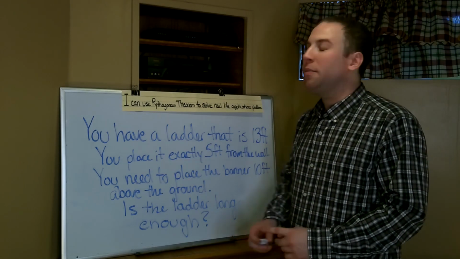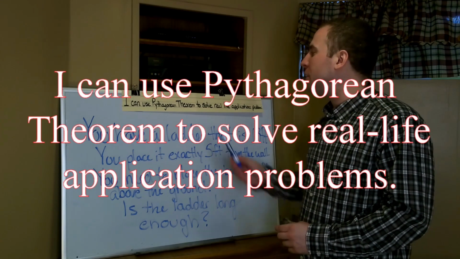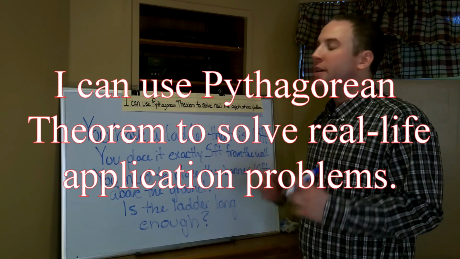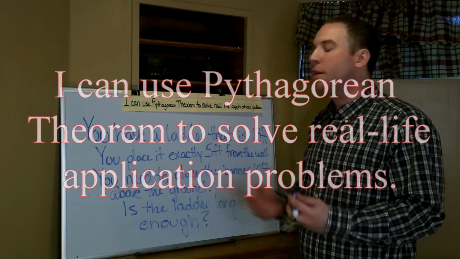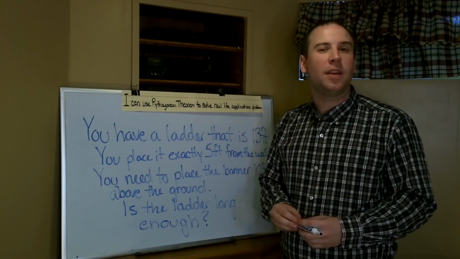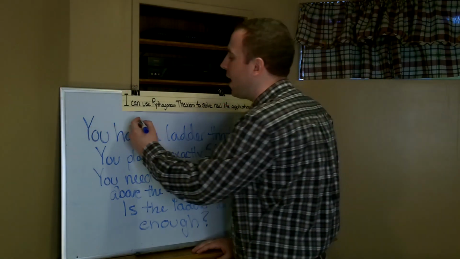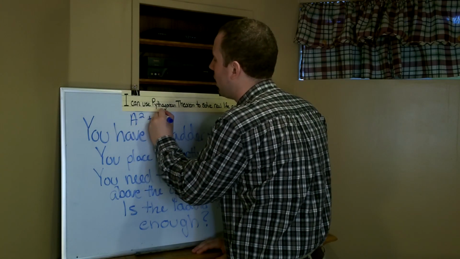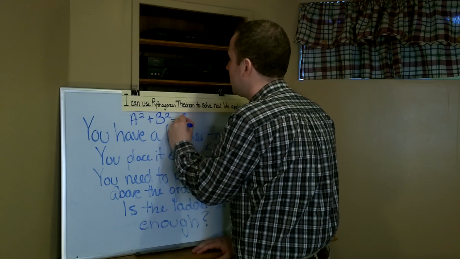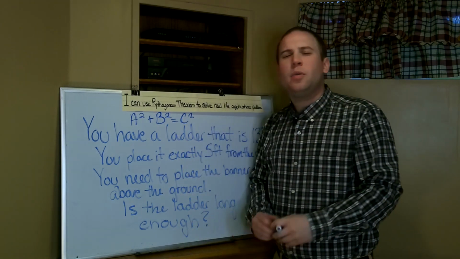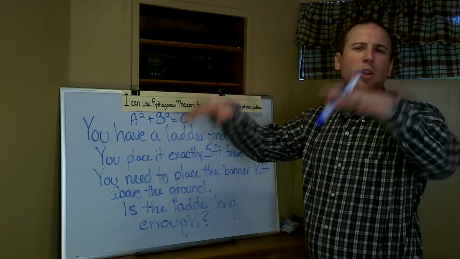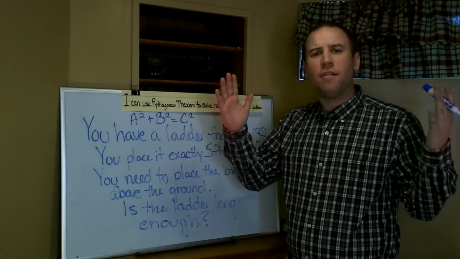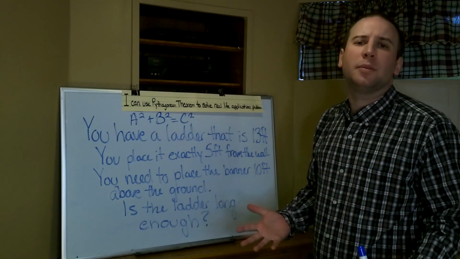Let's go ahead and review our objective today. I can use Pythagorean Theorem to solve real-life application problems. Previously, we talked about square roots and how they apply to the Pythagorean Theorem. But let's go ahead and review. So Pythagorean Theorem, once again, is a squared plus b squared equals c squared. That's something that we've been talking about, and that's kind of old hat. Now, however, we're going to need to use it to solve real-life application problems.